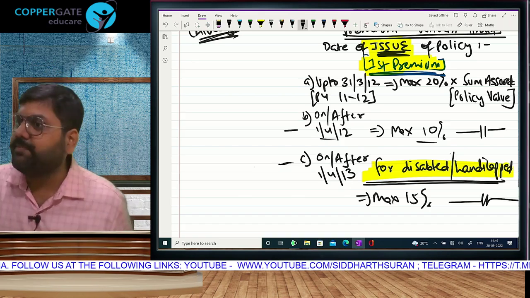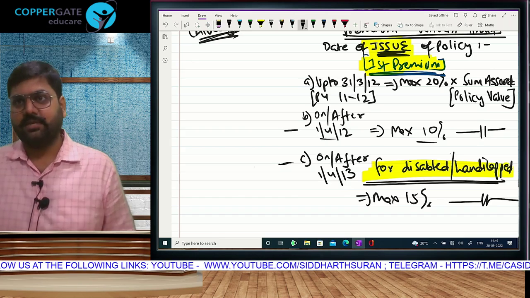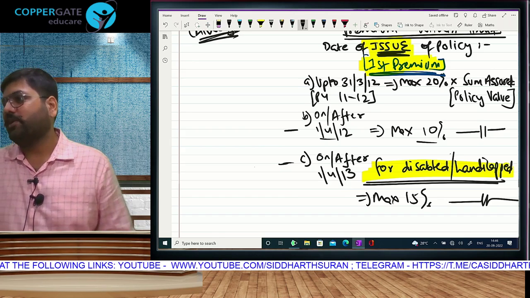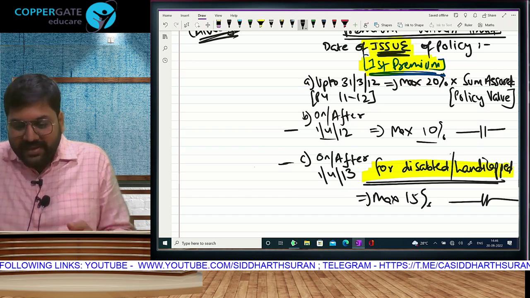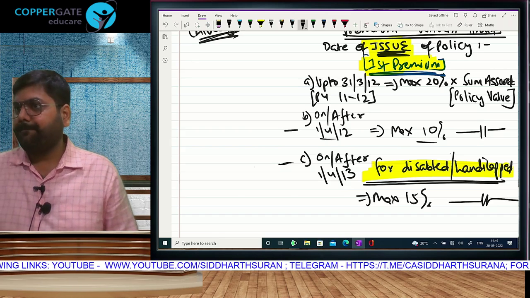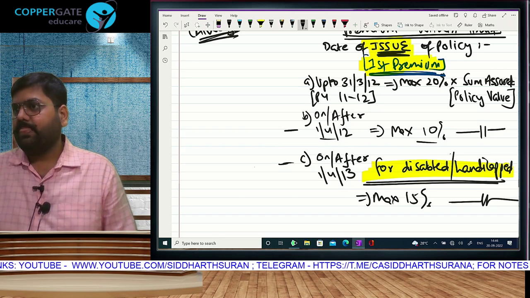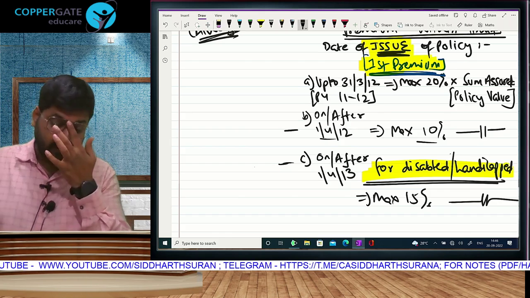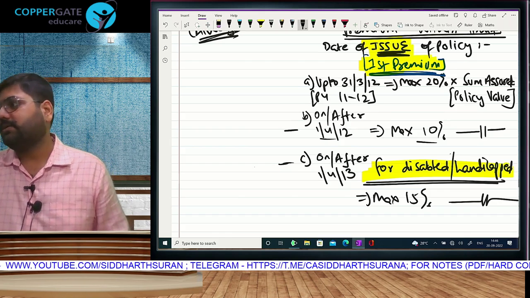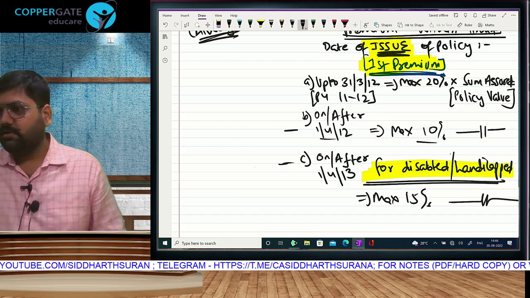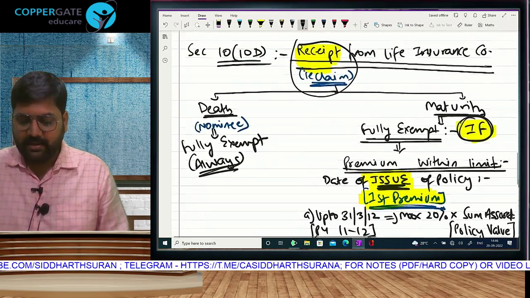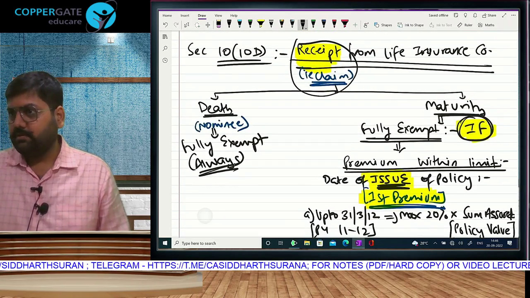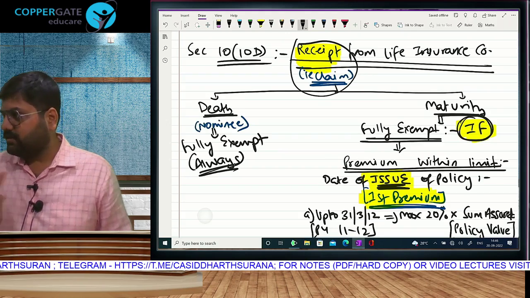Your premium has to be within this limit. If it is within the limit, death cases exempt. Maturity cases also exempt. And if your premium has exceeded the limit, death cases exempt. Maturity cases taxed. Is that understood? That's your 10(10D) initial part. Is this clear? Death cases always exempt.